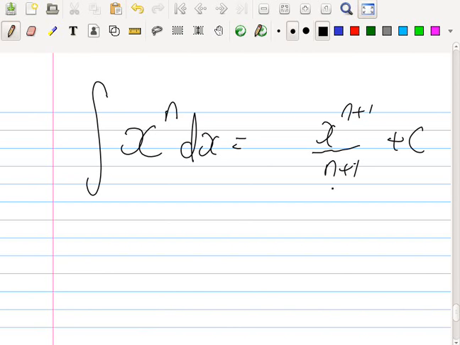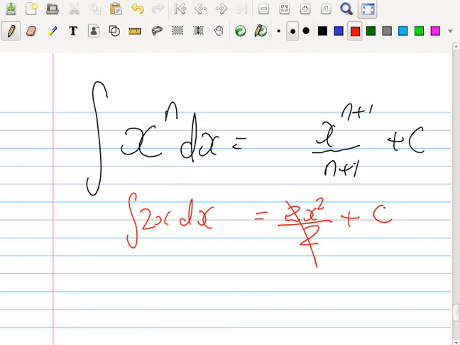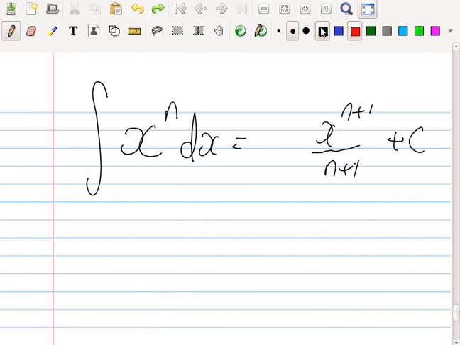Got that? And let's do a very small quick example to check. What is the power here? 1. So if I increase the power, what do I get? 2. And then what do I do with that? Divide by 2. I'm left with x squared plus c. No surprise, because that's what I had on the previous page. So you don't even have to write that down, but that's just me showing you that it works. Okay, that's x power n.